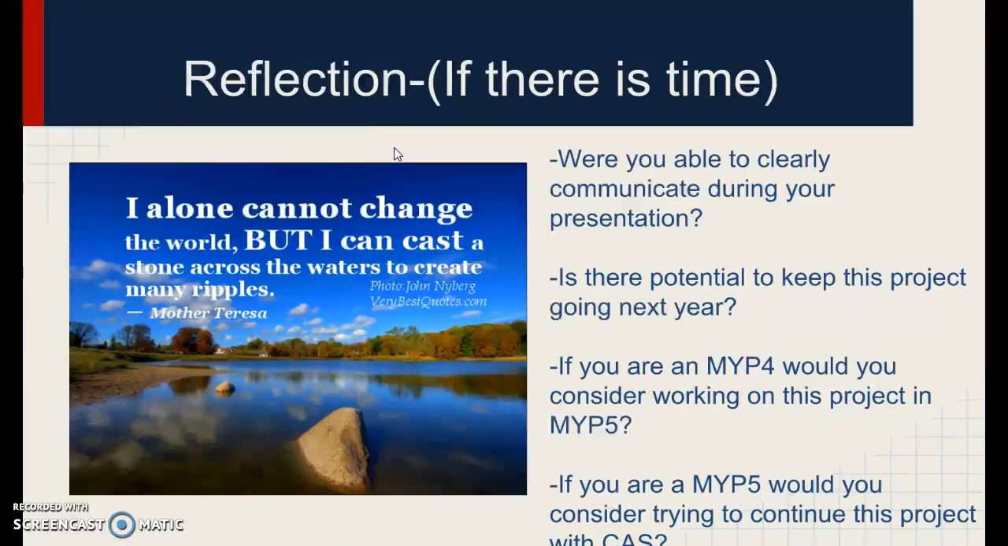Once you see some of the other presentations, you might want to think about how well you presented compared to some of the other groups. Is your project something that might continue next year? Would you consider doing it again? Those are things you can do in the final part, when you've seen what everyone's done and you've had a chance to come back to your group.